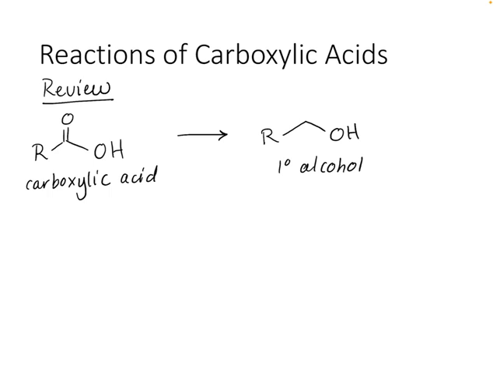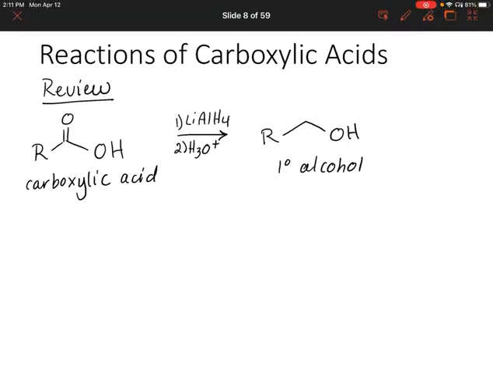So remember, we would use a reducing agent, and it has to be a strong reducing agent. So we would use lithium aluminum hydride followed by acid. Now, you couldn't use sodium borohydride for a carboxylic acid. Remember, sodium borohydride doesn't work very well for carboxylic acids or esters. We need a really strong reducing agent. So we would have to use lithium aluminum hydride here. And let's just refresh our memory on the mechanism.